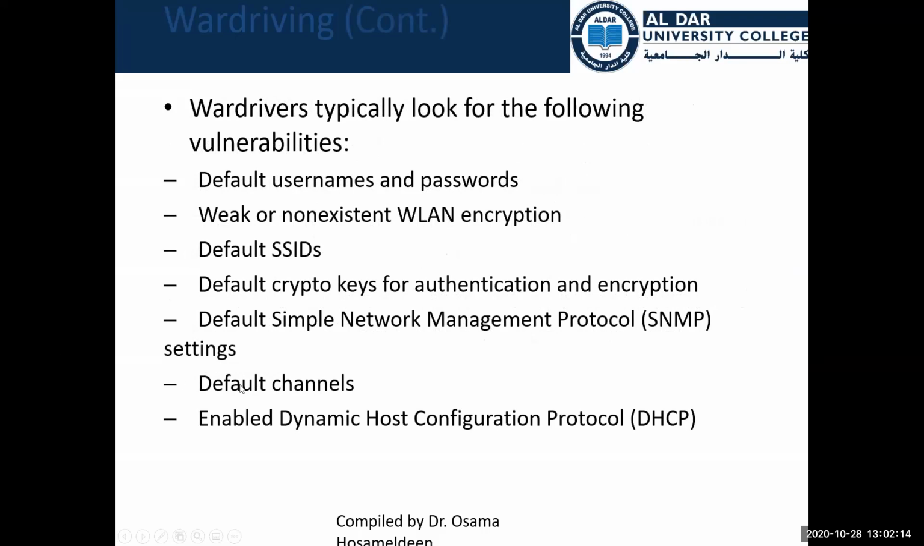We have, I think, 16 channels in a typical WLAN. The most commonly used are channels 6 and 2, and other maybe default channels. If he has hardware or an antenna, he can take the data from that specific channel. And he enables the Dynamic Host Configuration Protocol to get an IP and get inside the network.